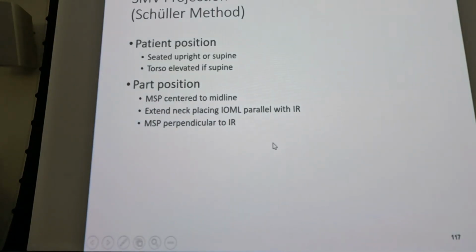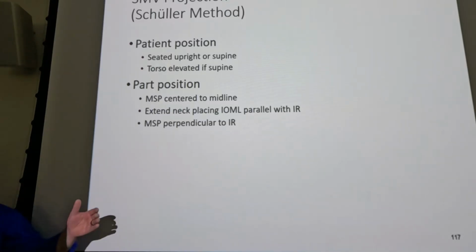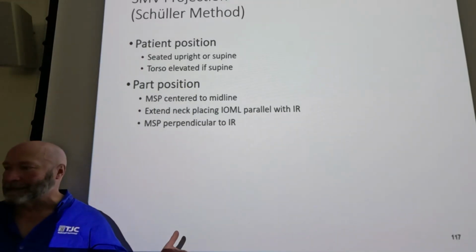All right, so another one that we're going to see over and over again is what we refer to as a Schuler method. Anytime we have a name attached, that's a method. But it's an SMV projection, that's submental vertical projection, meaning that the central ray comes from under the chin and goes out the vertex of the skull. So what we want to do is extend the patient's chin far enough that the IOML is parallel to the image receptor. And this is going to take a lot.